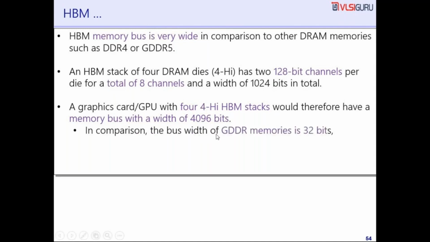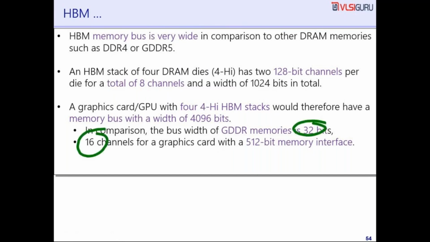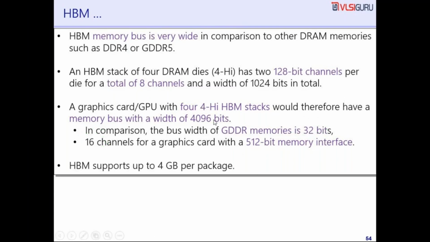In comparison, the bus width of GDDR memories is 32 bits. Only the bus width is 32 bits. It supports up to 16 channels for a graphics card. So 16 times 32 will translate into a 512-bit memory interface. So that is one of the factors that contributes to the high bandwidth in HBMs. We are able to take advantage of that 3D stacking with the TSVs, which help us push through 4096 bits of lines through all these stacked HBMs.